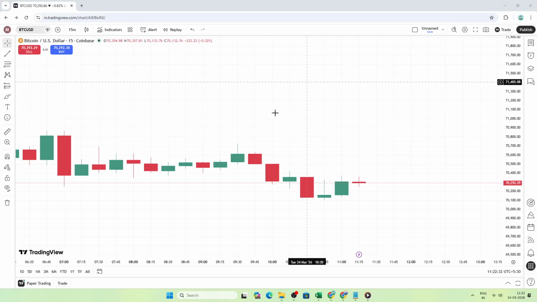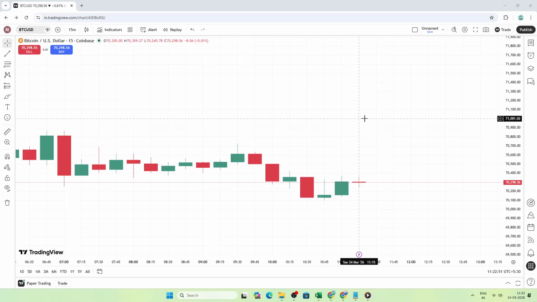In today's video, I'm going to teach you how to place a limit order on TradingView. A limit order lets you tell the platform the exact price where you are willing to buy or sell. It won't execute unless the market reaches that price, which gives you control over entries and exits and helps you avoid unexpected fills at worse prices.